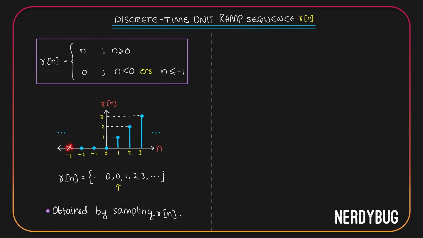Graphically, it will look like this. Till 0, we have 0. After that, we just have the value that is equal to the value of n. At n equal to 1, we have 1. At n equal to 2, we have 2. At n equal to 3, we have 3. Or we can write it as a sequence like this. We have 0 till 0 and then 1, 2, 3, etc. And this is obviously obtained by sampling the continuous time version of the signal r(t).